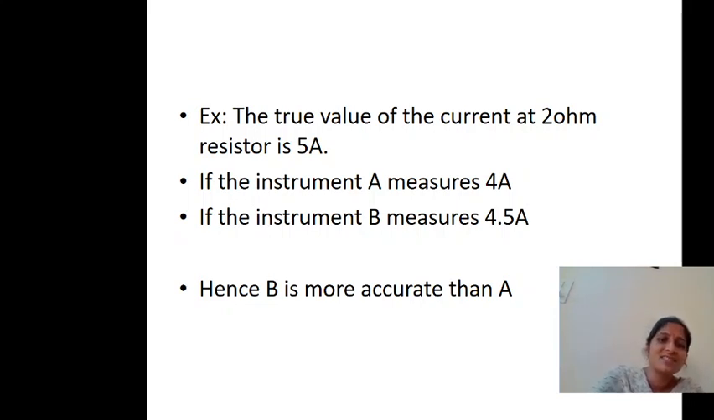The difference between the measured value and the true value is nothing but error. That is 4.5 minus 5, equal to 0.5 amperes, is the error here. For instrument B, the error is 0.5, and for instrument A, the error is 1 ampere. This is how you can calculate the error.